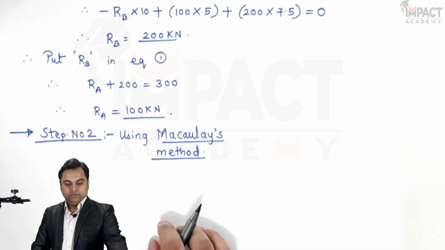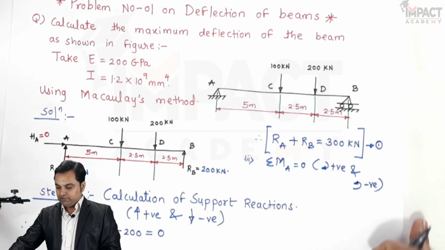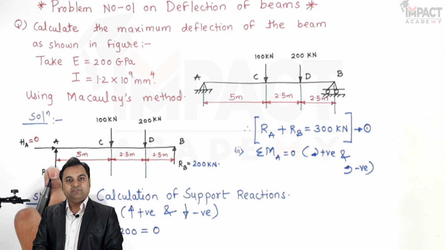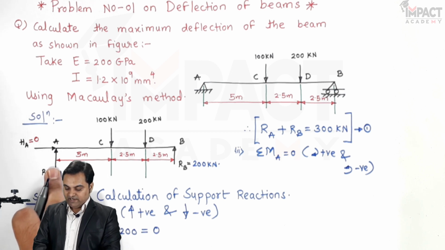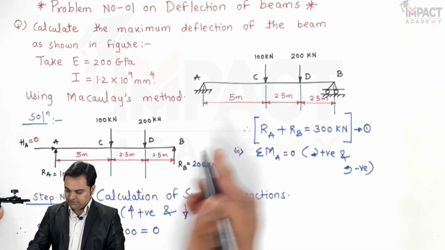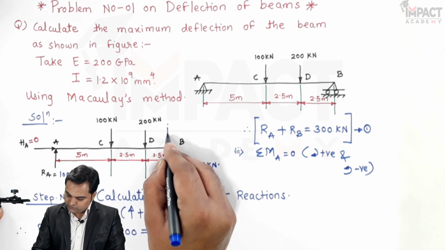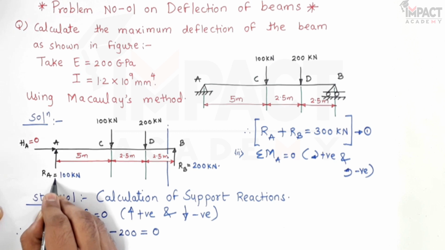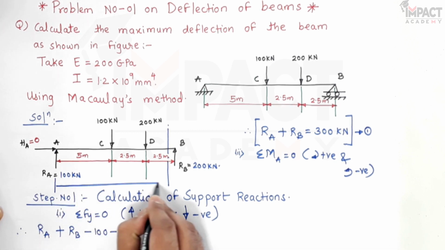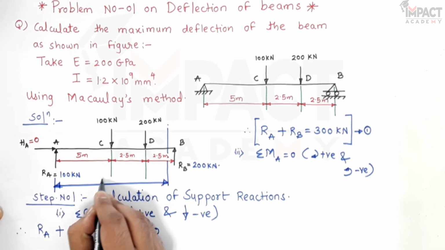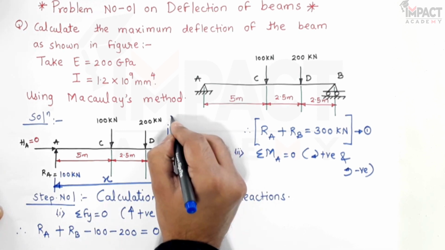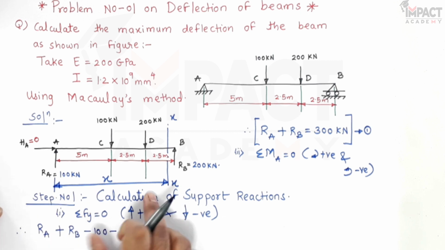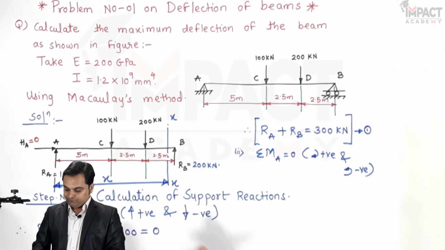Using Macaulay's method, at first what we have to do here is, starting from the left hand support, because this I'll keep as the reference throughout. From left hand, I'm going to take a section which is very far away from the left hand support, that is A, and the distance of this section from A is X, and here I'll call this section XX. It is very far away from point A and close to point B.